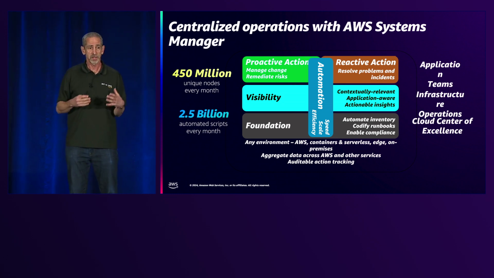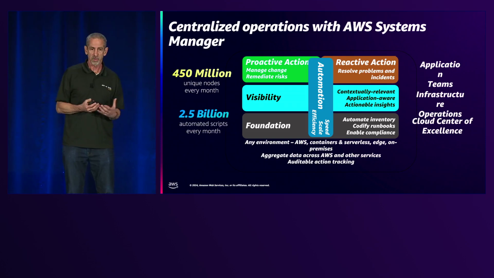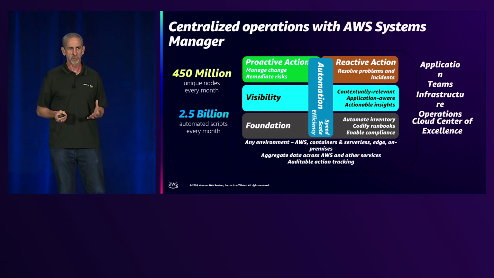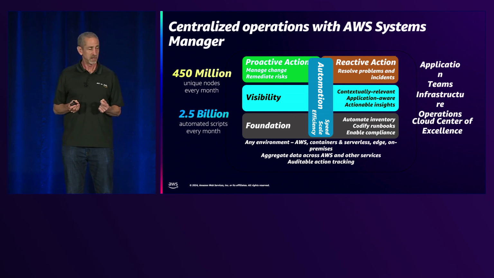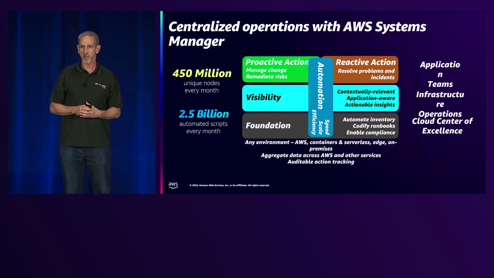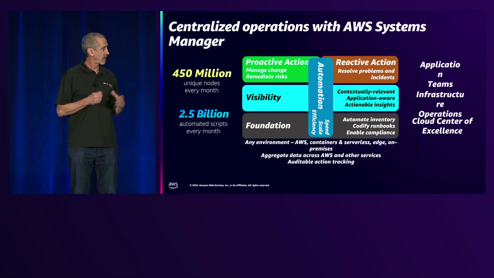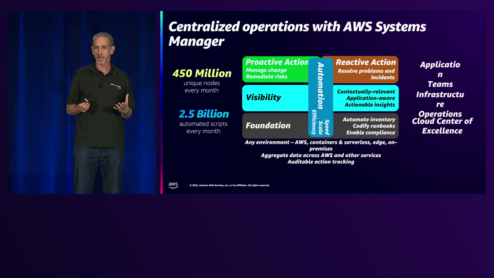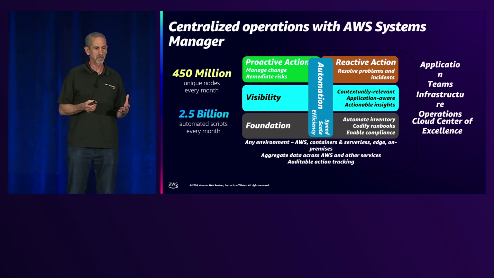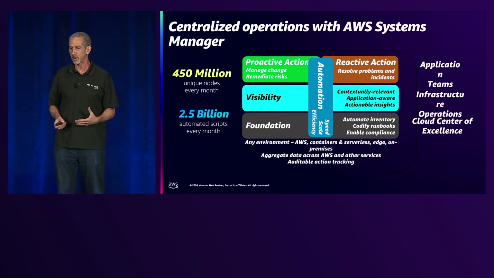You want to have a foundation for building all these things so that you can automate, create repeatable tasks, and have compliance. All of that is important, but you also need to do this at scale. The numbers you see there: 450 million unique nodes every month, 2.5 billion automated scripts every month. That's what Systems Manager does for AWS customers. We run that many every month, so we deal with a lot. We deal with it at scale and we deal with it effectively, and that's important for making sure your things not only run effectively, but you can troubleshoot them quickly, remediate problems, and lower mean time to repair, whatever you need it to do.